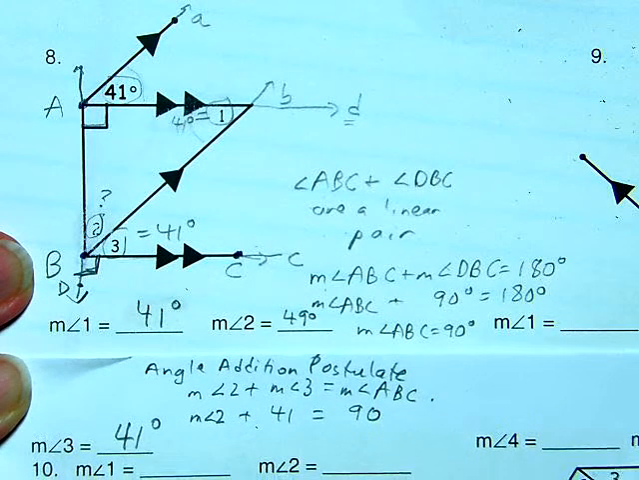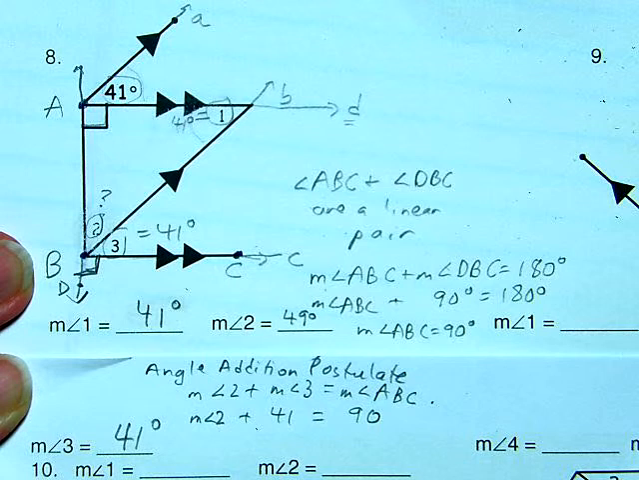And now we've solved our 3 problems. The 3 questions were what is the measure of angle 1, the measure of angle 2, and the measure of angle 3, and they are 41 degrees, 49 degrees, and 41 degrees.